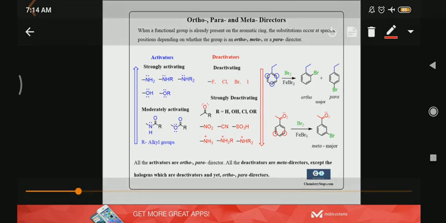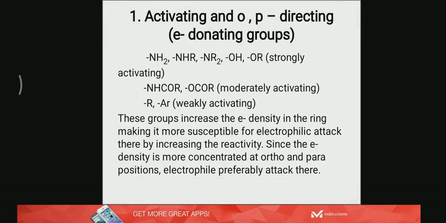Let us take one by one. First one, we consider activating and ortho-para directing groups. These are basically electron donating groups. That's why they are activating. Here the functional groups you can see. In the first line, NH2, NHR, that's amines, primary, secondary, tertiary amines. Then OH, OR, phenolic groups. They are characterized by lone pairs on the heteroatom nitrogen or oxygen, which when connected to the benzene ring will have a resonance effect, plus R effect. That's why they are strongly activating.